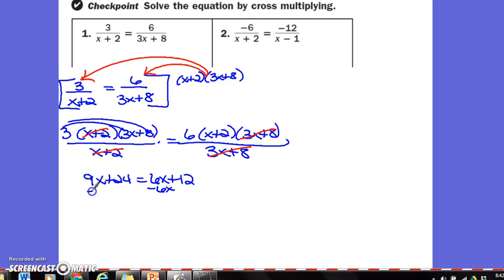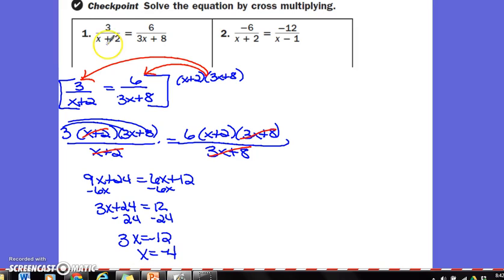Subtract your 6x. You get 3x plus 24 equals 12. Subtract your 24 from both sides. 3x will equal a negative 12, so x will equal a negative 4.